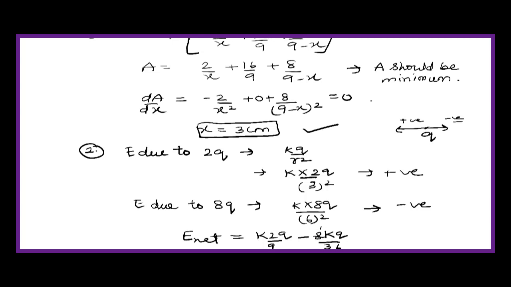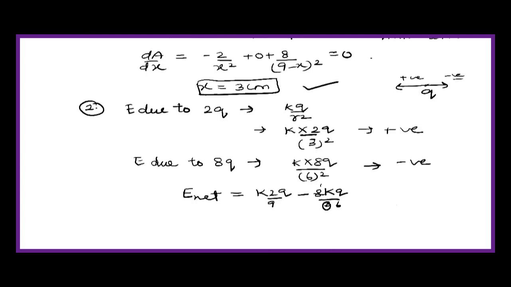So 8 nines are, so now that is basically 2 and 9. So 2kq by 9 minus 2kq by 9, and that is 0. So the net electric field is 0.